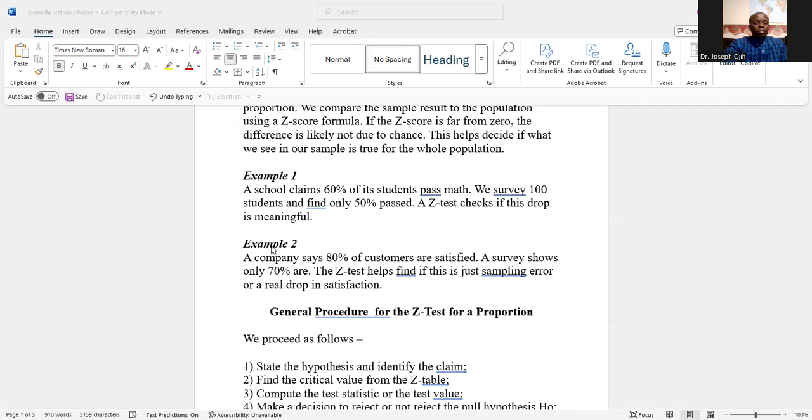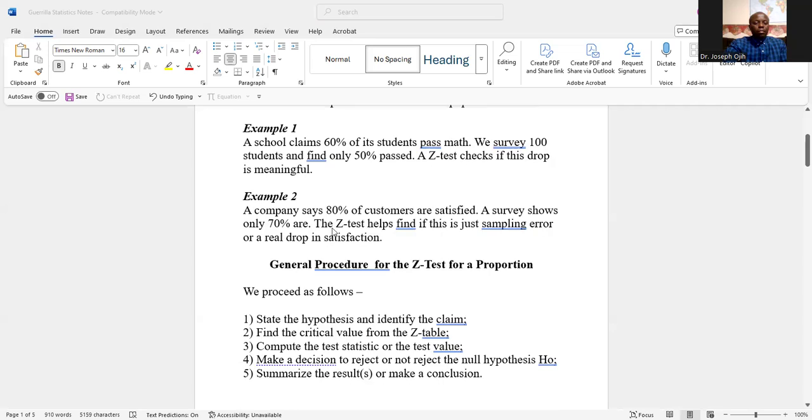How about the second example? Say a company says that 80% of customers are satisfied. A survey shows only 70% are. Now, we can run a z-test to help find out if this is just a sampling error or a real drop in satisfaction. Now, I think I've given you some information that you need to know. Background information, I call it.